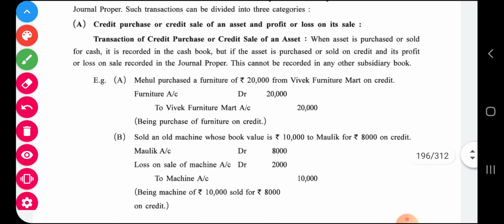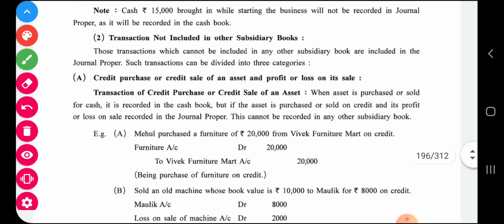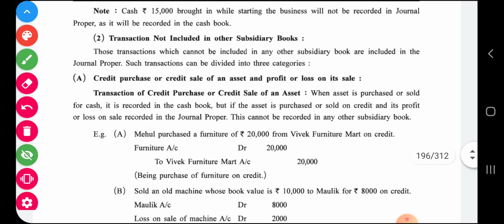Second, transactions not included in other subsidiary books. See, those transactions which cannot be included in other subsidiary books are included in journal proper. Such transactions are divided into three categories. Transactions of credit purchase or sale of asset.